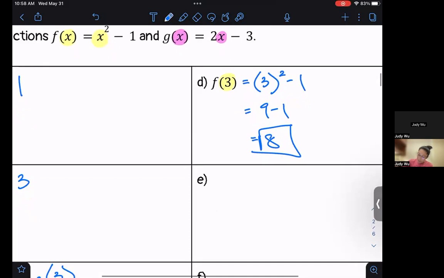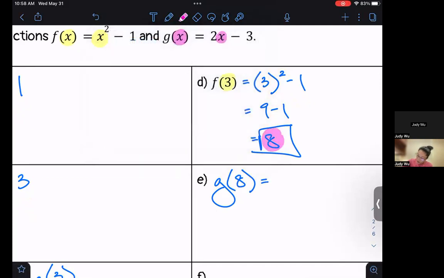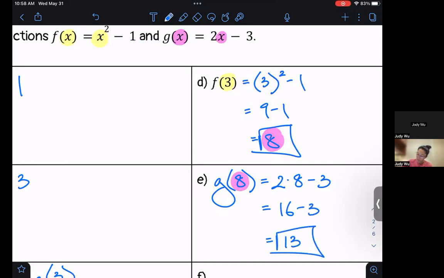But this time, instead of finding g of 3, I actually want us to find g of 8. In other words, the number we got out, I want us to put into the other function. So g of 8 would be 2 times 8 minus 3. That's 16 minus 3, which is 13.